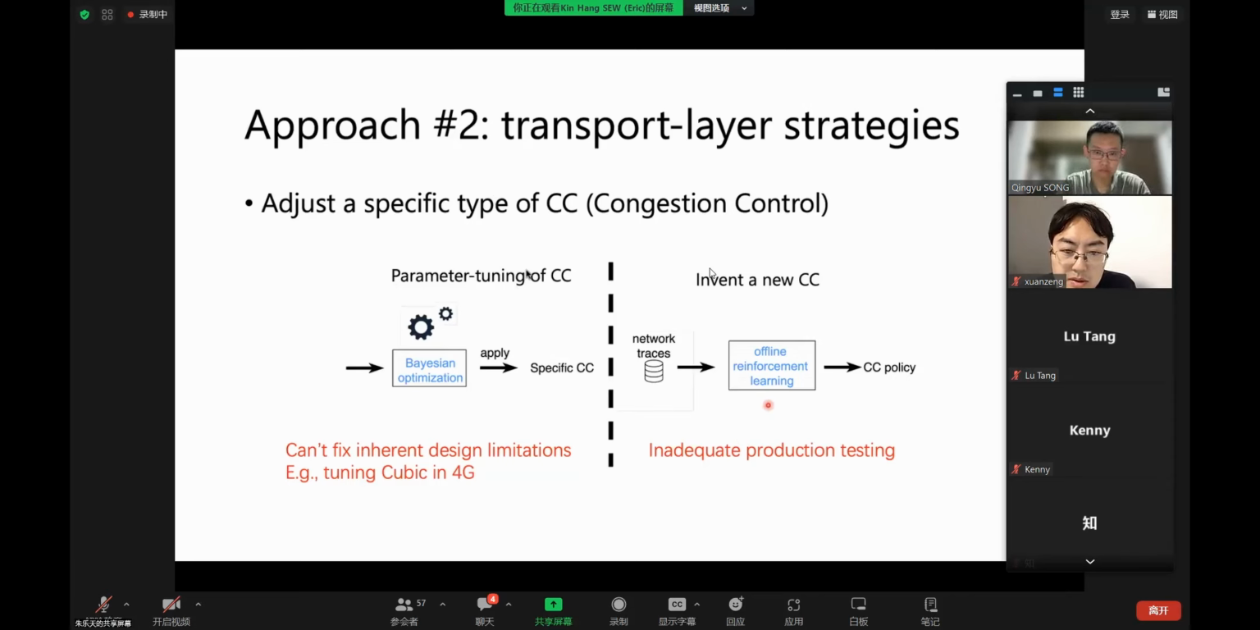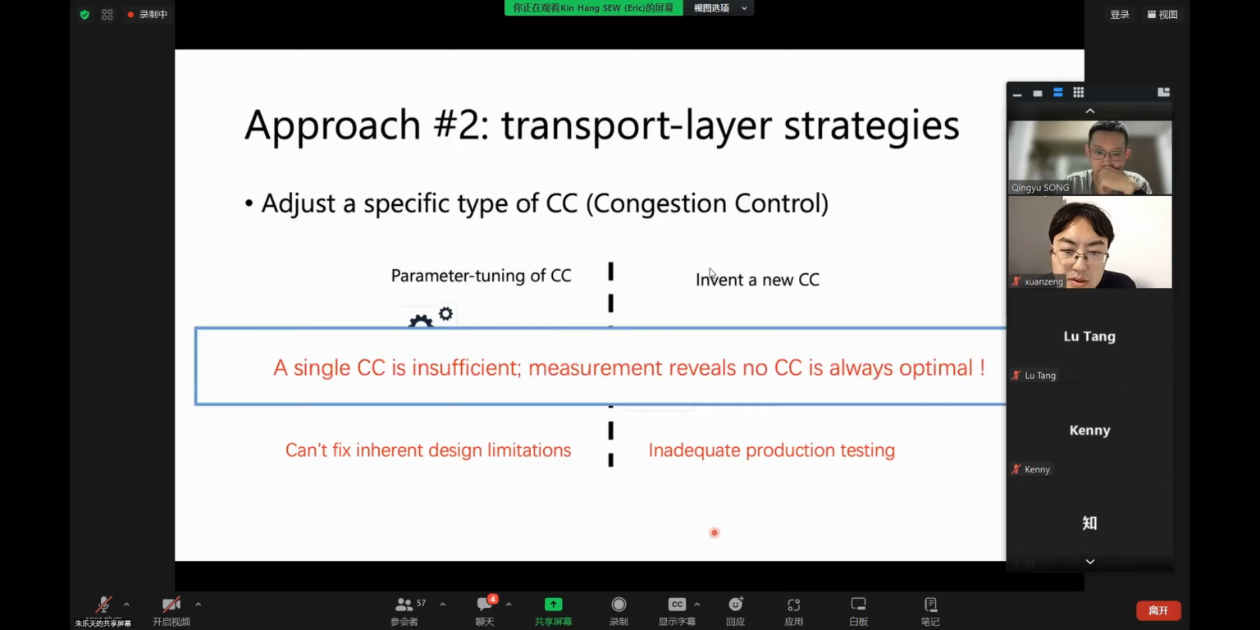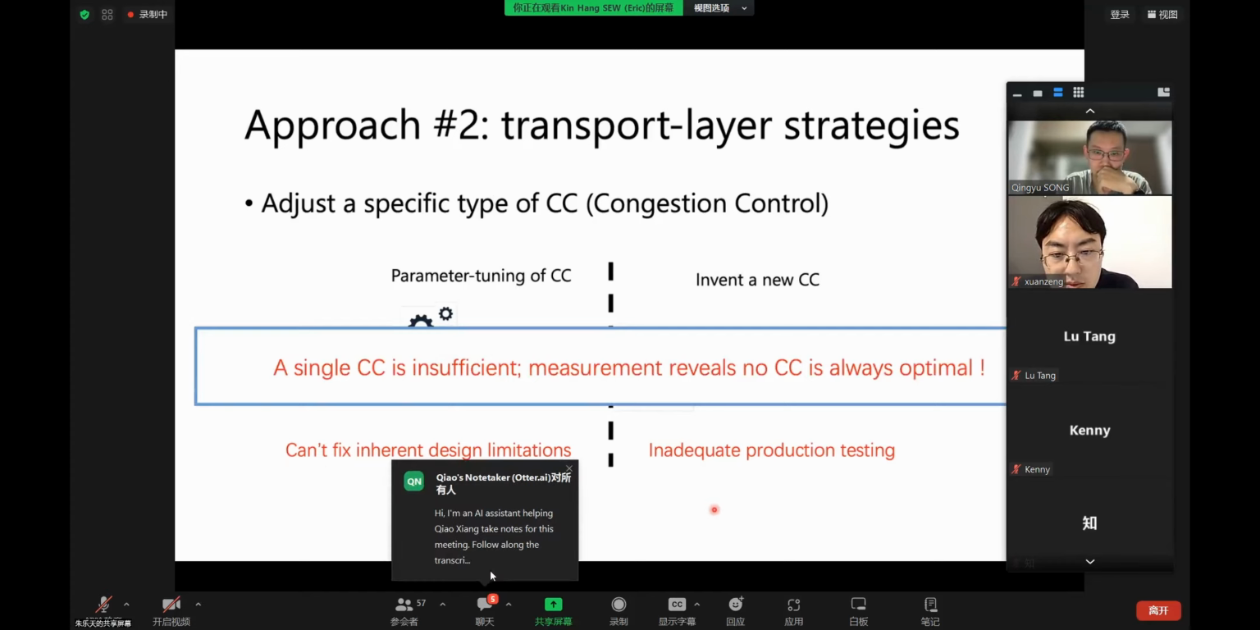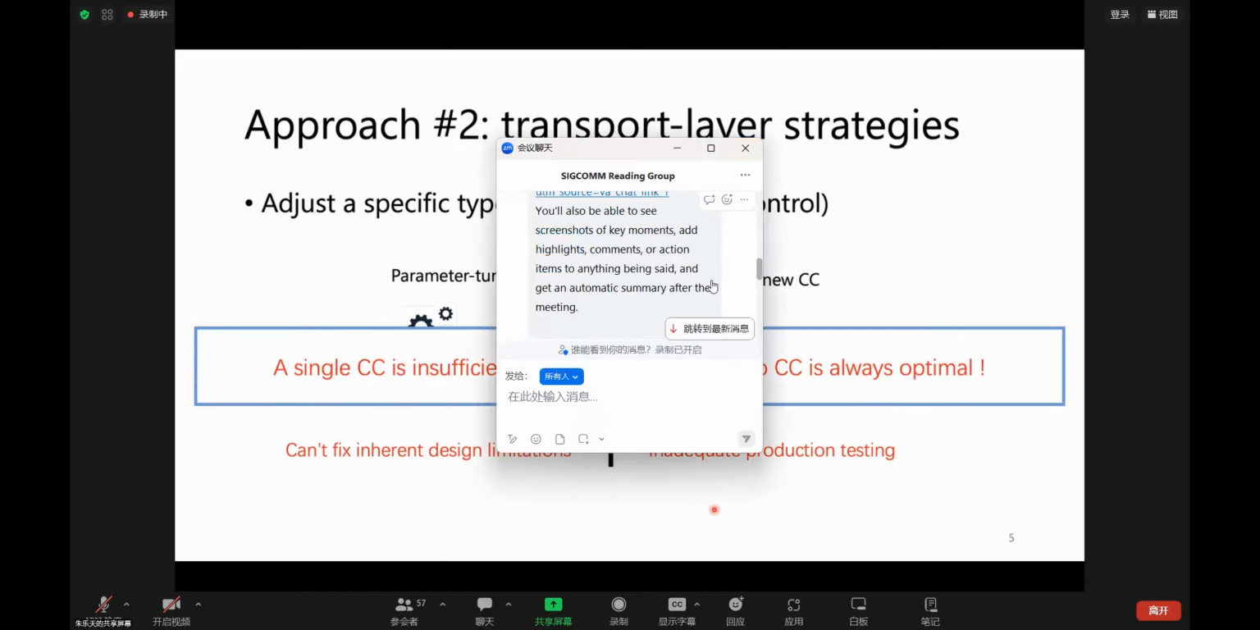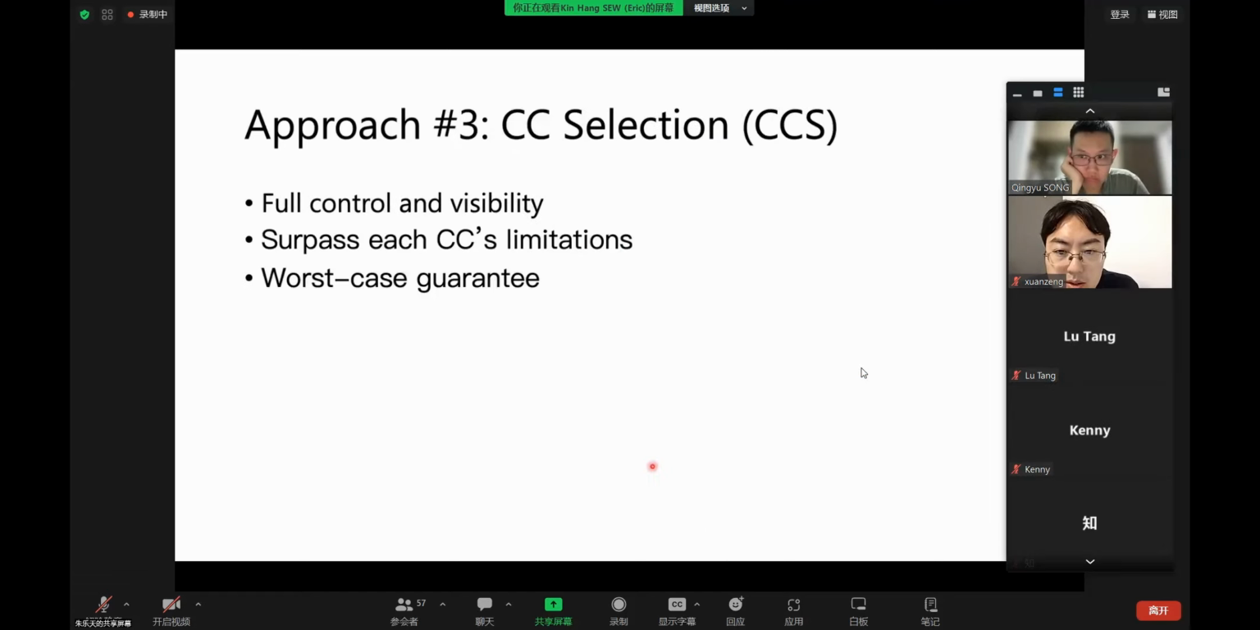Therefore, we need the third type of approach. Because a single CC is insufficient, and the measurement reveals no CC is always optimal. So we need the third type approach, CC selection, CCS. So using CCS provides us full control and feasibility, surpass each CC's limitations, and also it can provide worst case guarantee.